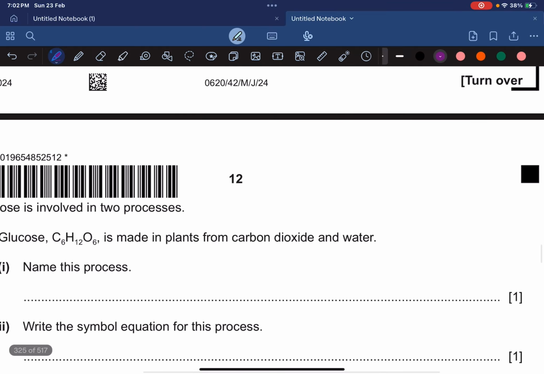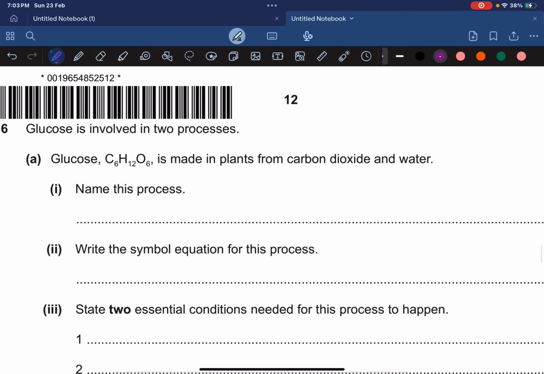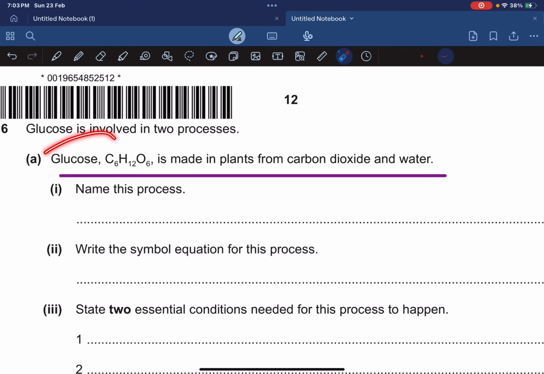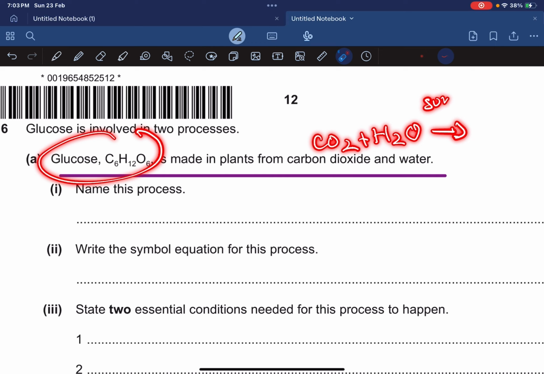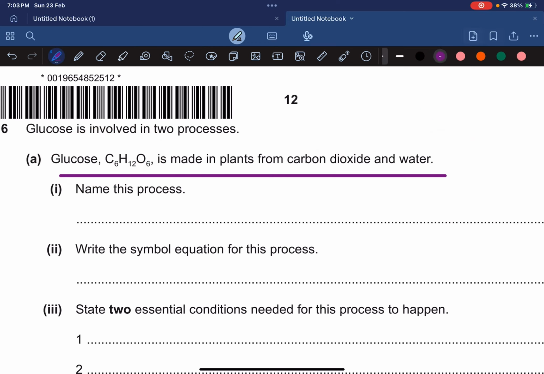Okay, let's move on. Glucose is involved in two processes. Glucose is made in plants from carbon dioxide and water. Name this process. Do you guys remember we used to make glucose in plants from CO2 plus H2O? They used to photosynthesize in the presence of sunlight and chlorophyll. So that's going to be photosynthesis.